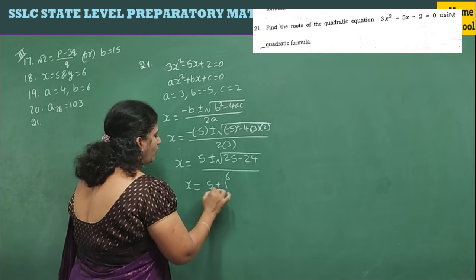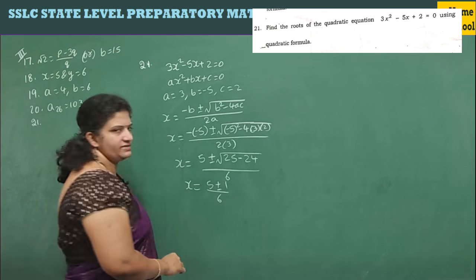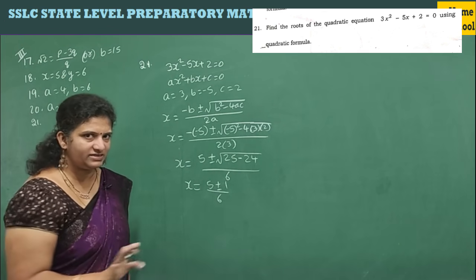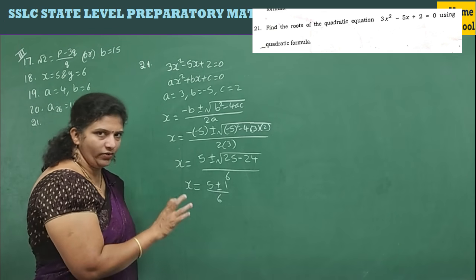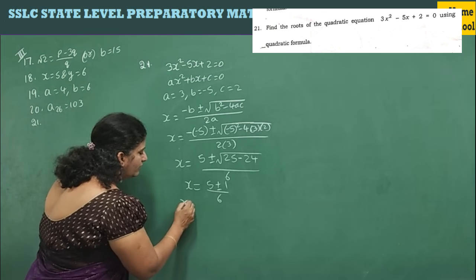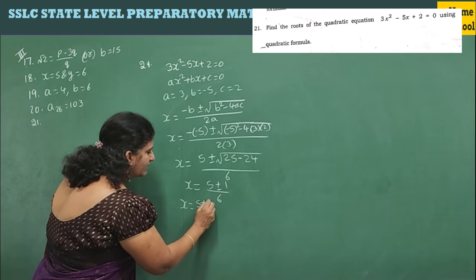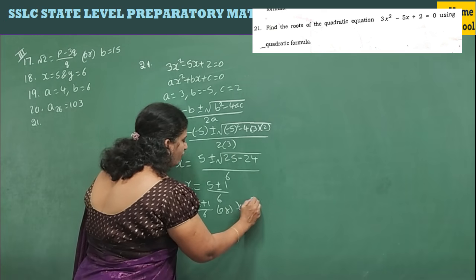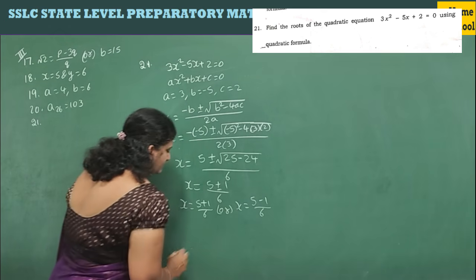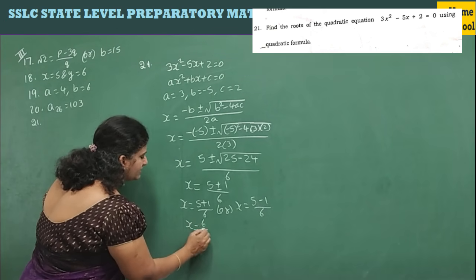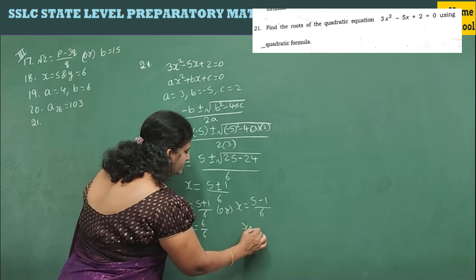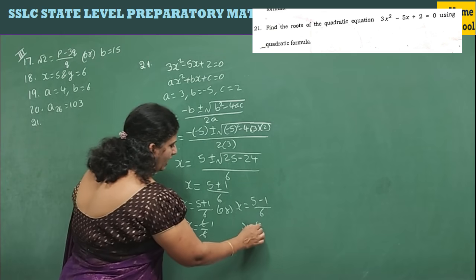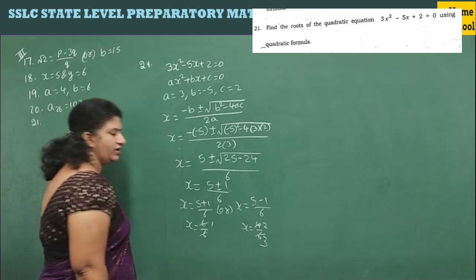Square root of 1 by 6. Children, don't leave your answer by writing root 1 as it is. Root 1 value is 1. And now x is equal to 5 plus 1 by 6 or x is equal to 5 minus 1 by 6. X is equal to 5 plus 1 is 6 by 6 or x is equal to 5 minus 1 is 4 by 6. That is 1 and here it is 2 by 3.